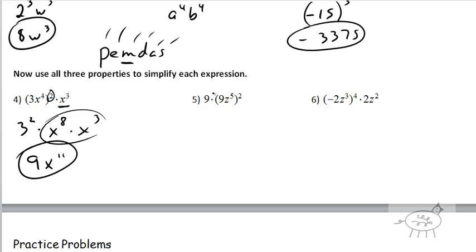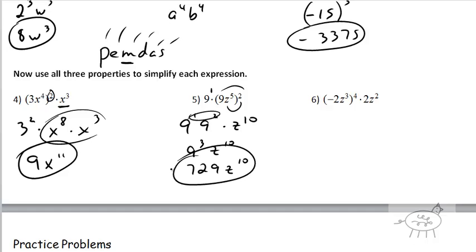So this one, I'm going to write a little 1 here, 9 to the 1. But it's 9 to the 1 and that 9 gets affected by the squared, and the z to the 5th gets affected by the squared. So it's times 9 squared times z to the 10th. Okay? And 9 to the first times 9 to the second, remember you add these together, so it's 9 to the third z to the 10th, and you put 9 to the third in your calculator and you get 729 z to the 10th.